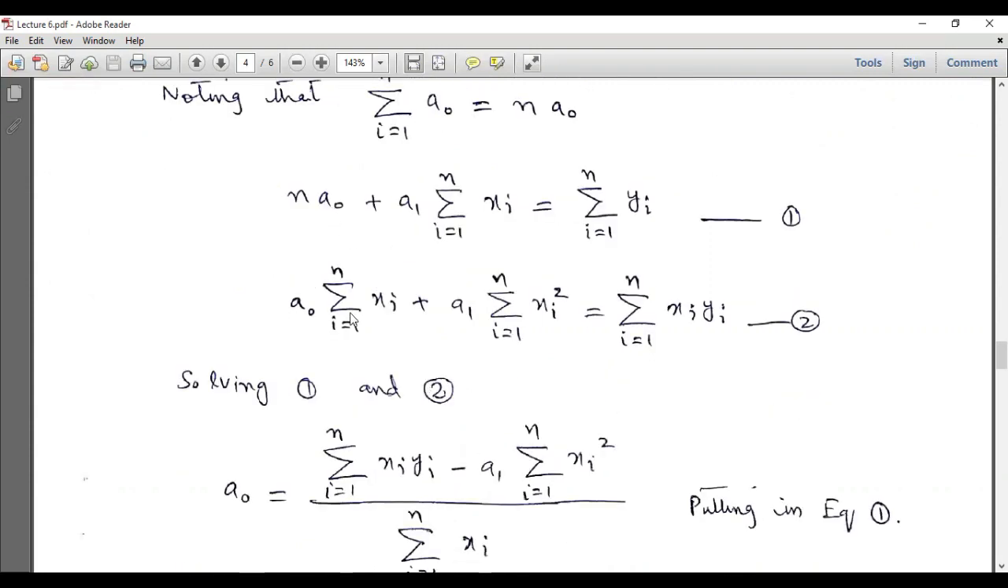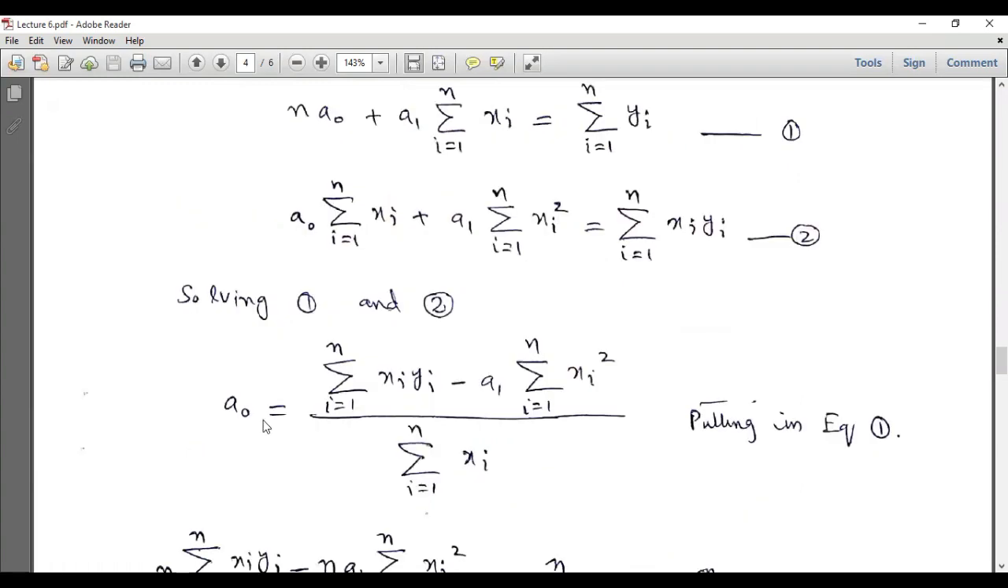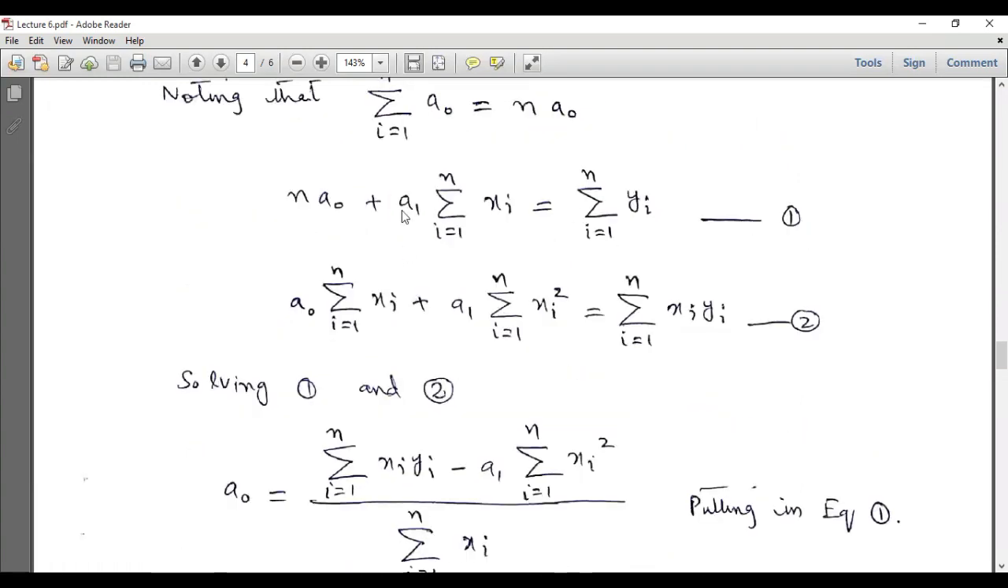Now we have two equations and two unknowns. The first unknown is a naught, the second unknown is a1, and we can solve these two equations simultaneously and evaluate the values of a naught and a1. From the second equation, a naught is equal to this expression. This can be taken to the right hand side, and it will be minus a1 summation i equal to 1 to n xi square. And now we have to divide this term by this whole expression. So this is our a naught, and we can substitute this value of a naught in the first equation.